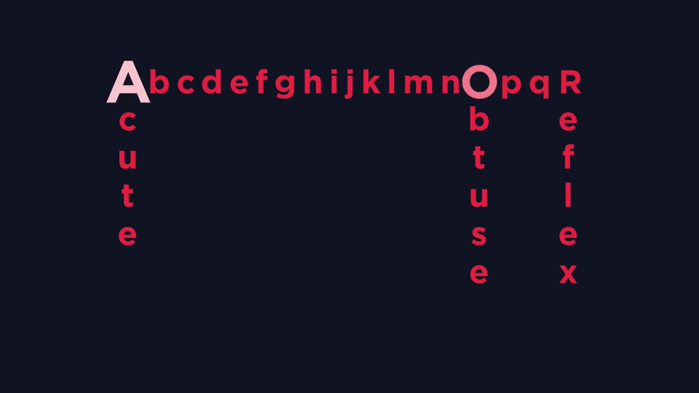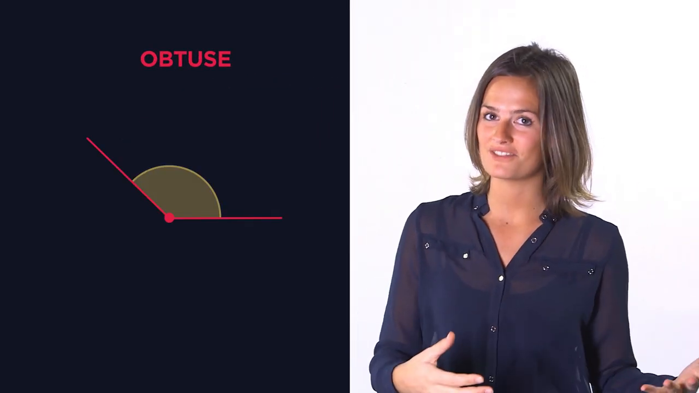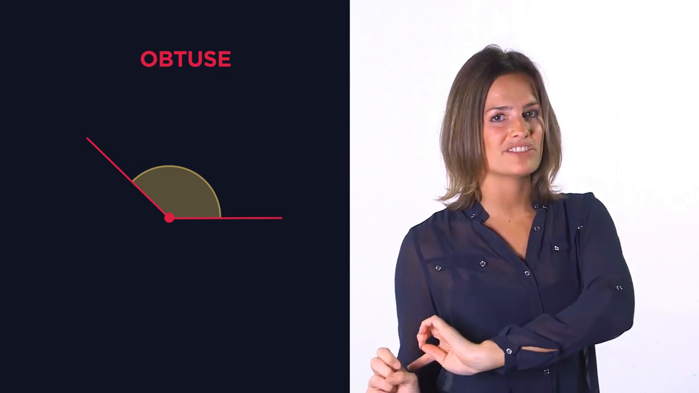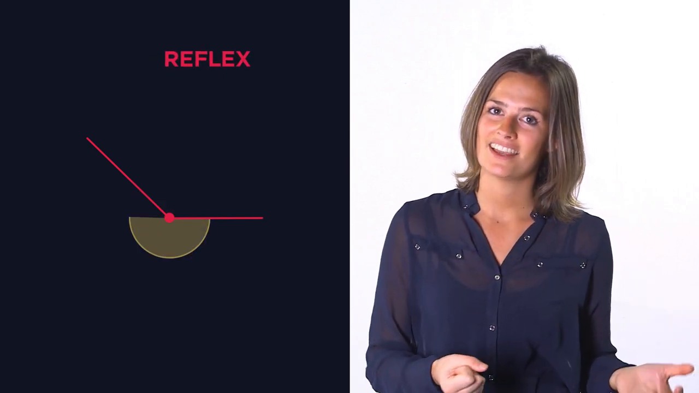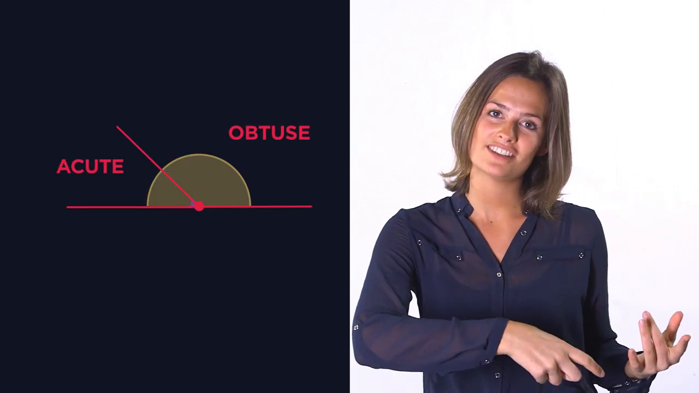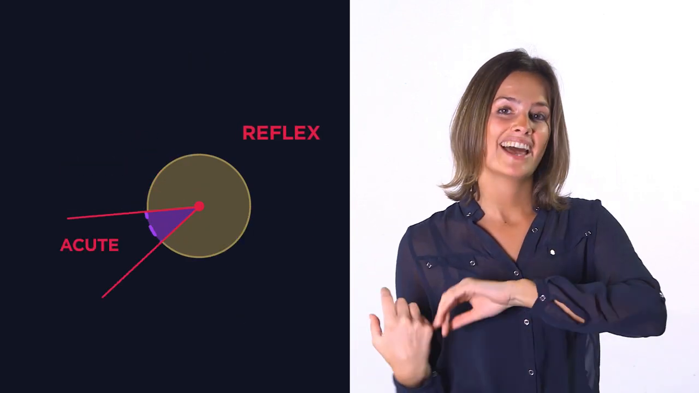An easy way to remember the smallest is acute, then obtuse, and the biggest is reflex, is just to know that they go in alphabetical order. A, O, R. Be careful which angle you're being asked for. This is obtuse, but this one is reflex. An acute and obtuse, and acute and reflex.